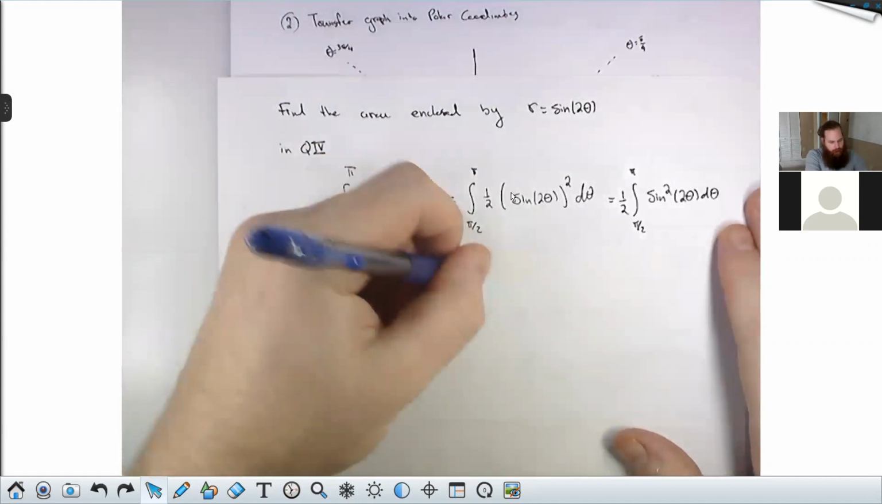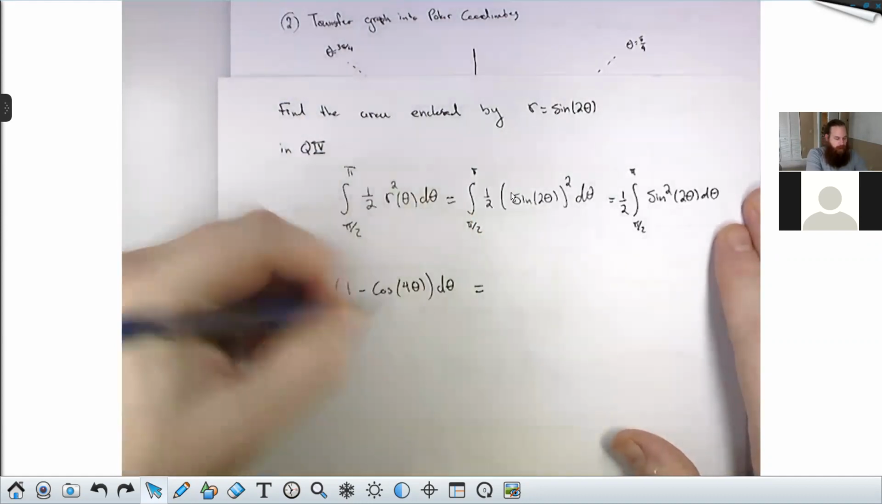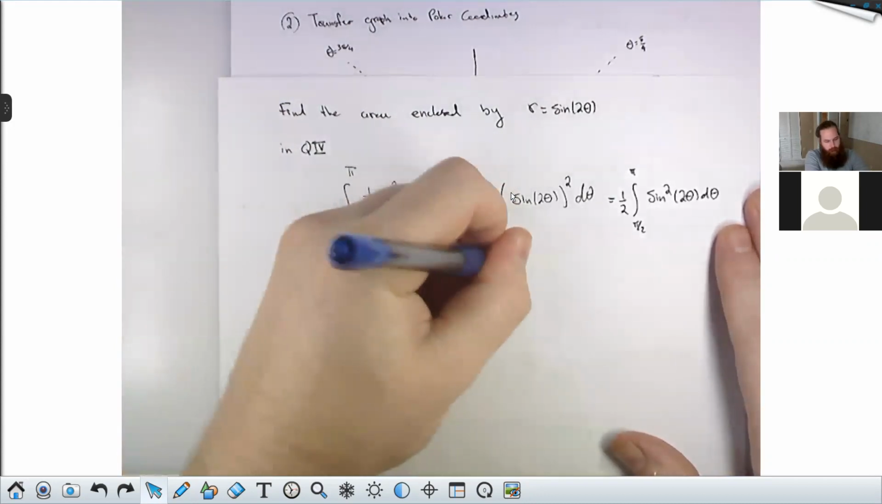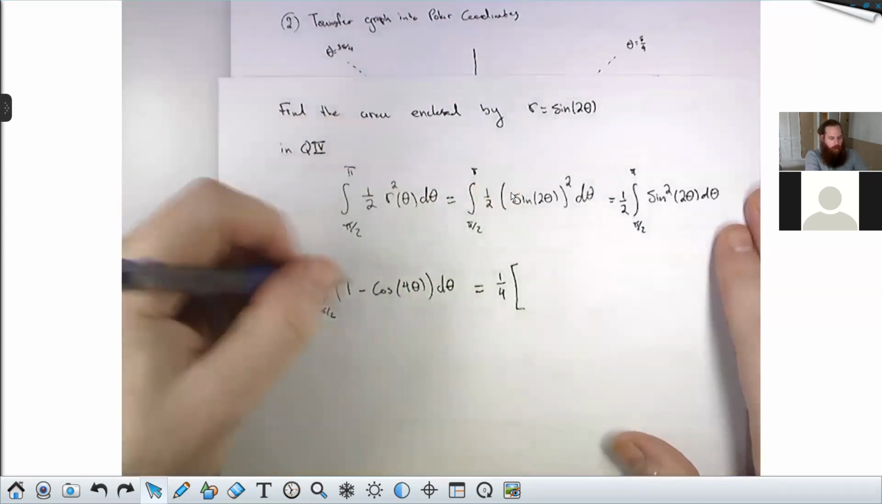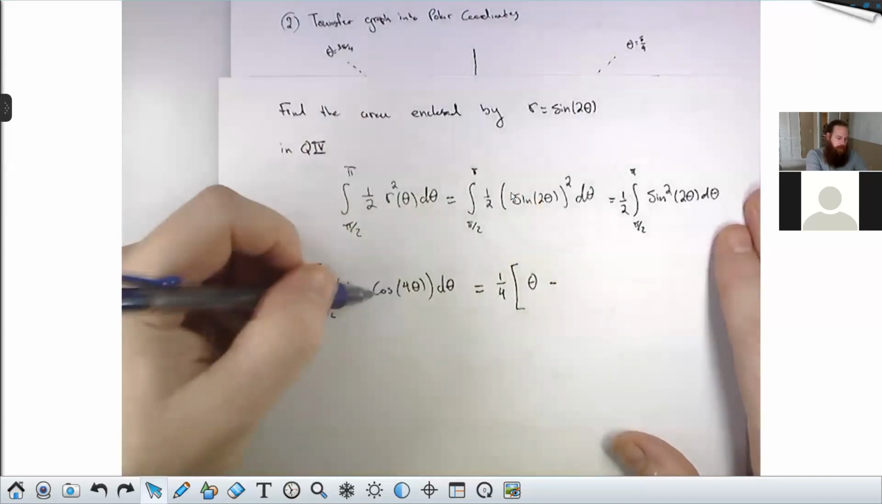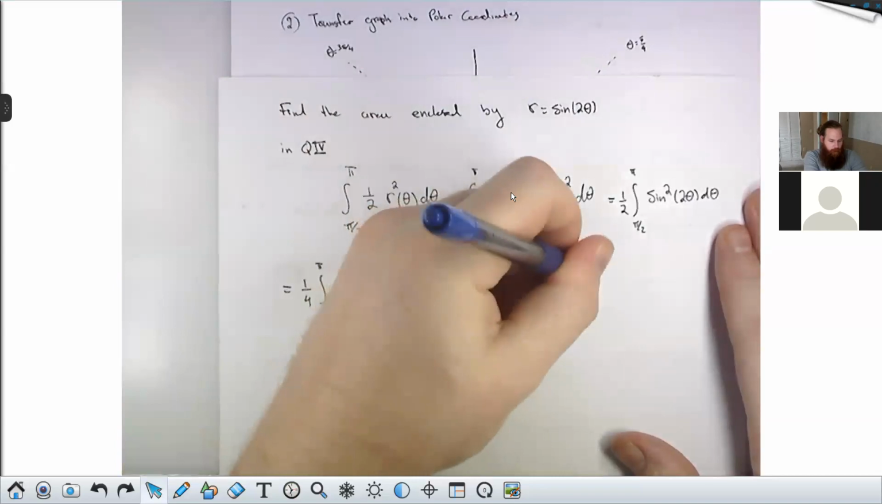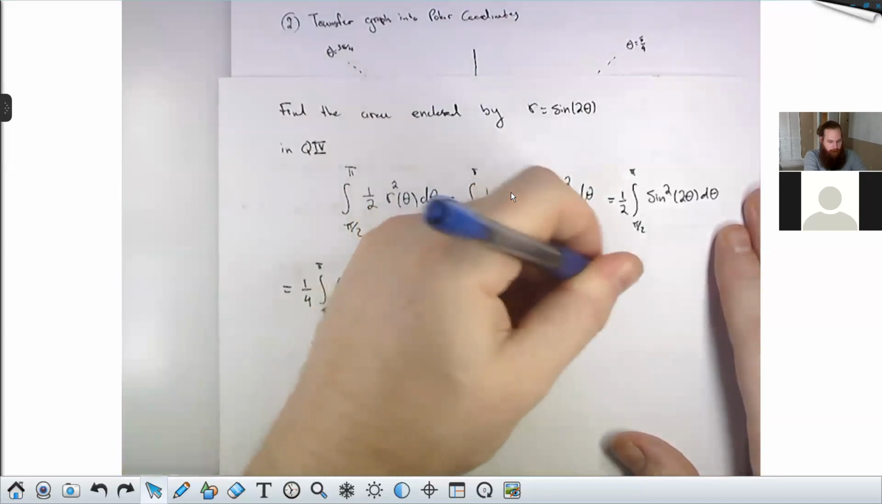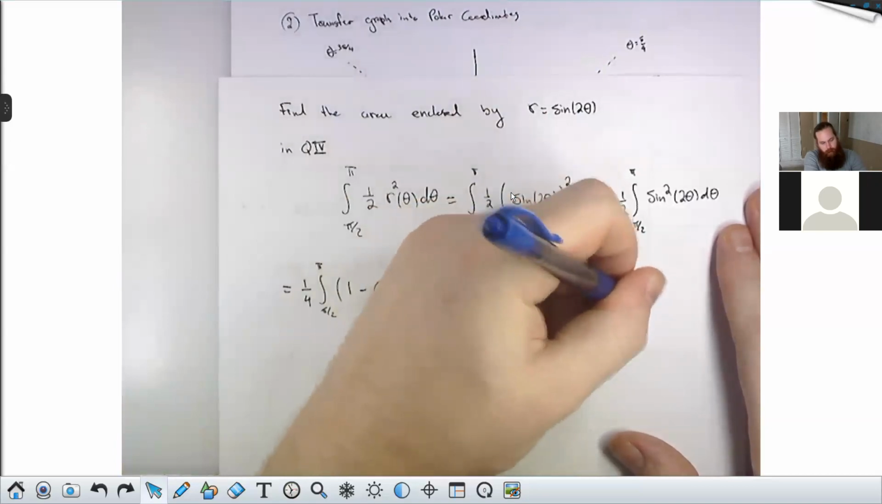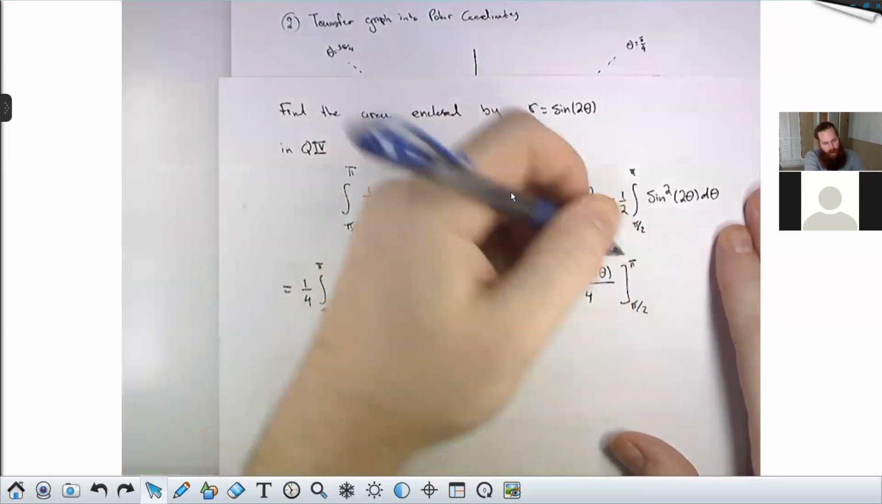And now everything is nice and straightforward. I can find an antiderivative here simply enough. It's one of those micro u-subs that we're now fast enough at. We can do them in our head. 1, of course, integrates to theta, minus cos 4 theta integrates to sine 4 theta over 4. And I need to evaluate this between bounds, pi over 2 and pi.